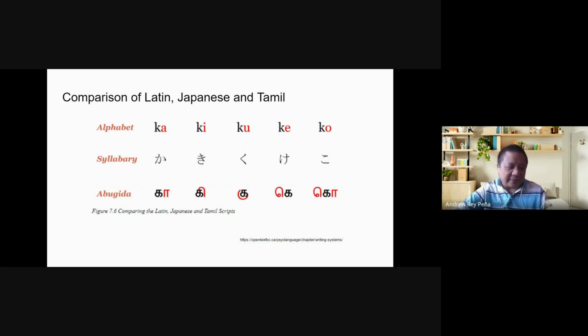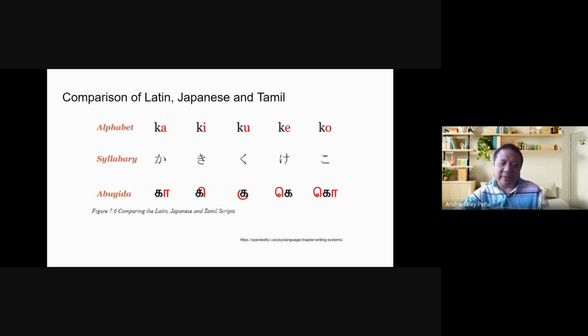Here's a comparison of Latin, Japanese, and Tamil. So you have the alphabet: ka, ki, ku, ke, ko. Notice in the syllabary of Japanese hiragana, the vowels are not indicated. The consonants and the vowels are both represented by one single symbol. That's a syllabary, where the symbol represents both the consonant and the vowel.